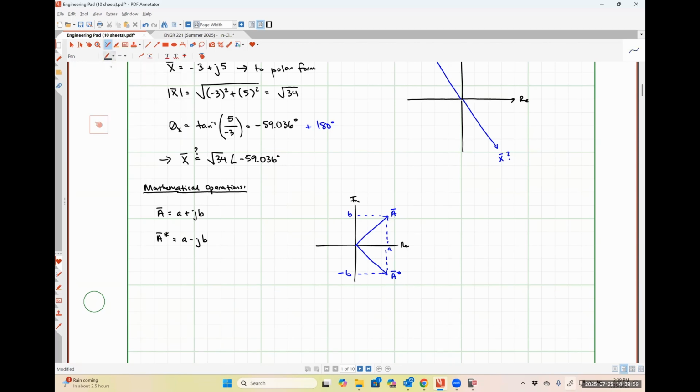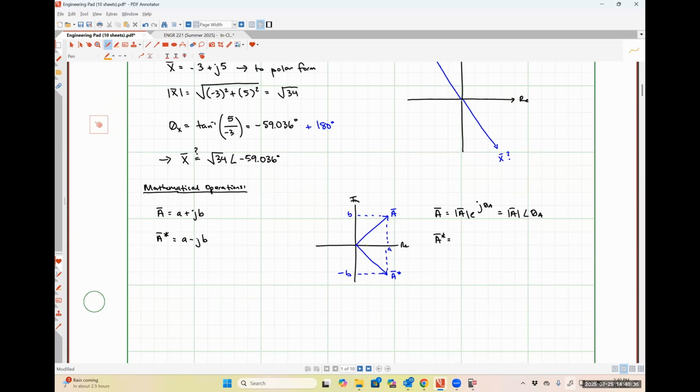So in exponential or polar form, my complex number A, magnitude A e to the j theta A, or magnitude A angle theta A. Can anybody think about what the complex conjugate operation might do for this particular form of our complex numbers? So I've already drawn it on the screen here, so hopefully we can sort things out.